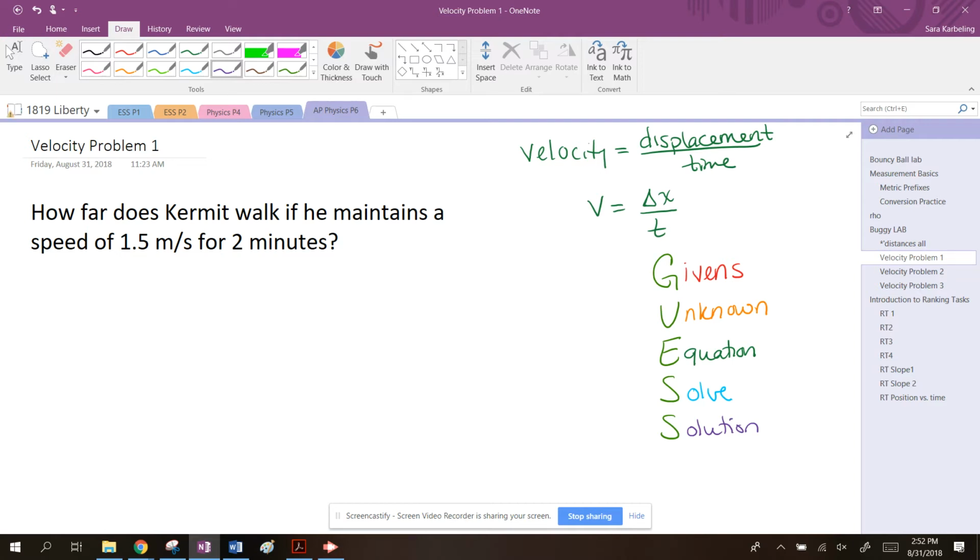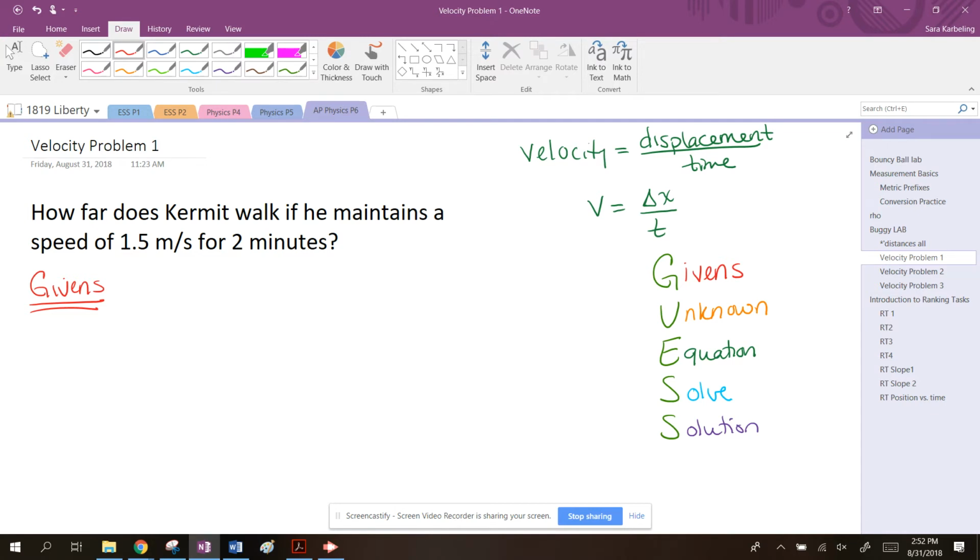It's pretty easy, pretty little, right? How far does Kermit walk if he maintains a speed of 1.5 meters per second for 2 minutes? Let's start at the beginning, right? Let's start by writing down our givens. So we're going to actually literally write out givens. Tell me if you know a given. You see anything up there you know?